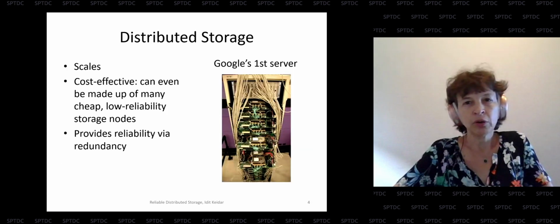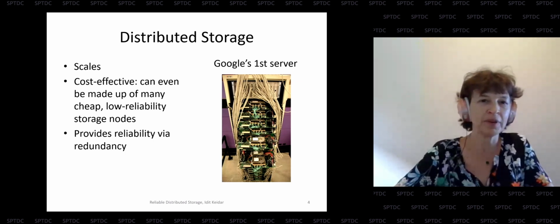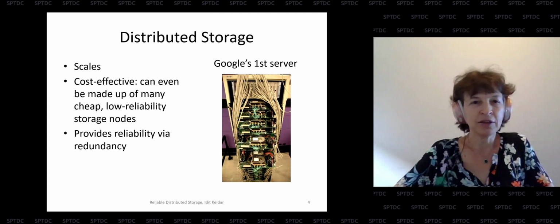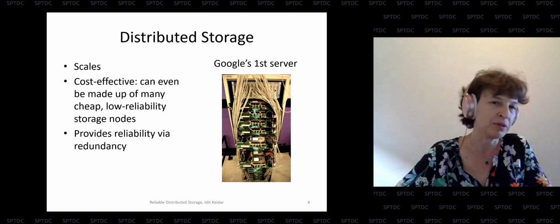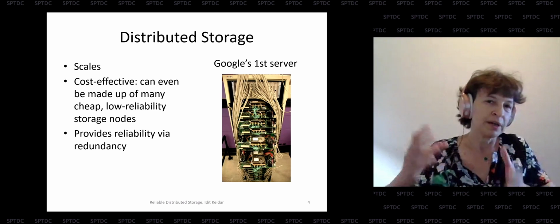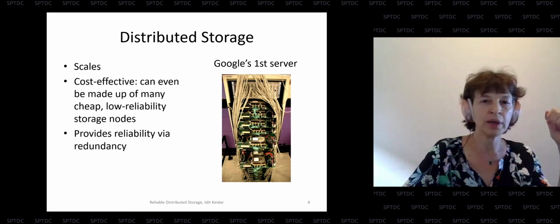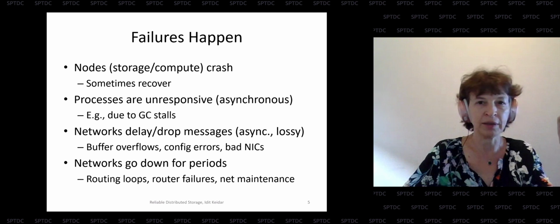Just a little bit of a historical note. Distributed storage became really popular when Google started building their servers. They said, well, we can build something very cost effective. We can have many cheap, low reliability storage nodes, and we're going to provide reliability via redundancy. And that's when they started introducing file systems like GFS, and we saw other companies introducing technologies like Cassandra and other related storage that grew out of that concept. So what I'm going to discuss today is the theory that predates this technology, but that's how this technology started emerging in the real world.